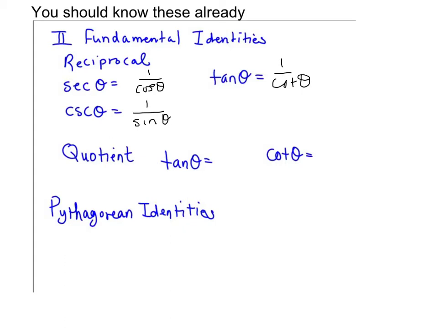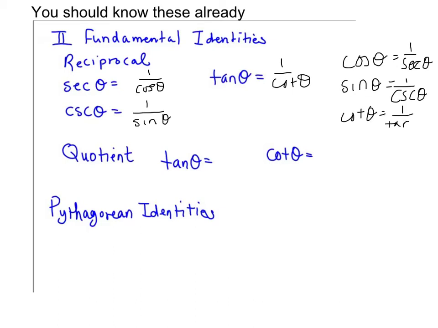So you could say that cosine is 1 over secant. You could say that sine is 1 over cosecant, right? And you could say that cotangent is just 1 over tangent, right? So just from these three, you can derive these other three. The quotient: sine theta over cosine theta. Cotangent's the reciprocal, so cosine over sine.